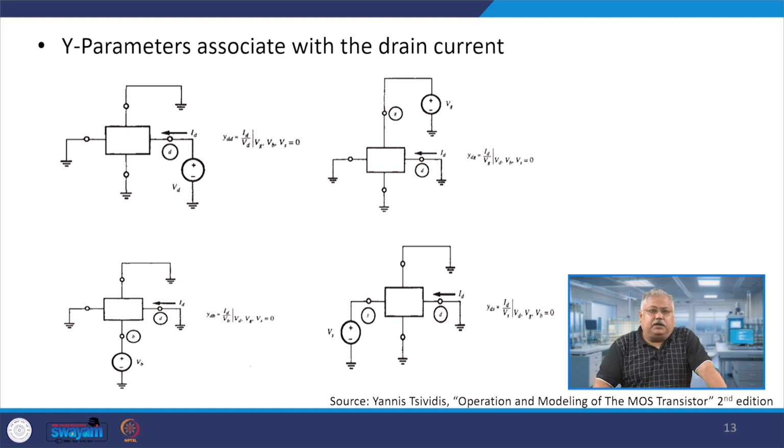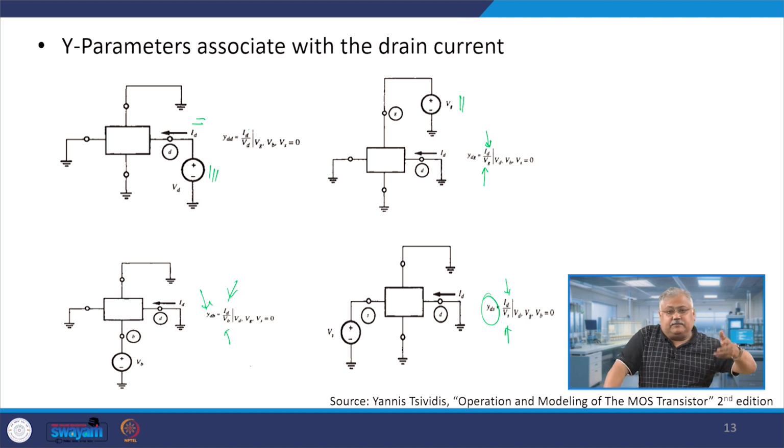Look at this Y parameter associated with drain current. If I apply a drain voltage Vd and a current Id flows through it, then YDD is ID by Vd. So, change in the drain current with respect to the change in the drain voltage. Similarly, if you change the gate voltage, then I get YDG, drain to gate, which is ID, the drain current, by the gate voltage. We have drain current with respect to source voltage giving you YDS, and YDB is ID by VB. So, you see all Y's are small here, and the reason is that it is basically change in current upon change in voltage.